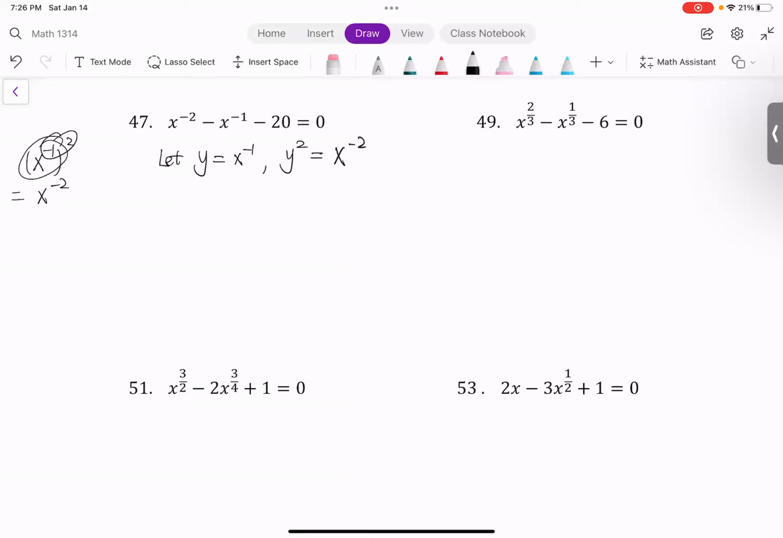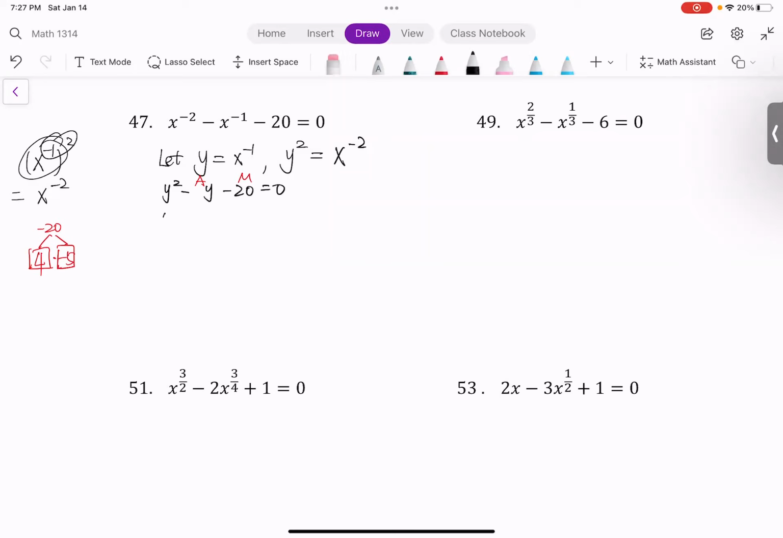Then we rewrite the equation. We got y squared minus y minus 20 equals 0. We can use the A and M method because the leading coefficient is 1. A-M. So M is negative 20. Find two factors. The multiplication is negative 20. Addition is negative 1. They must be 4 and 5. 5 is negative because 4 plus negative 5 makes negative 1.